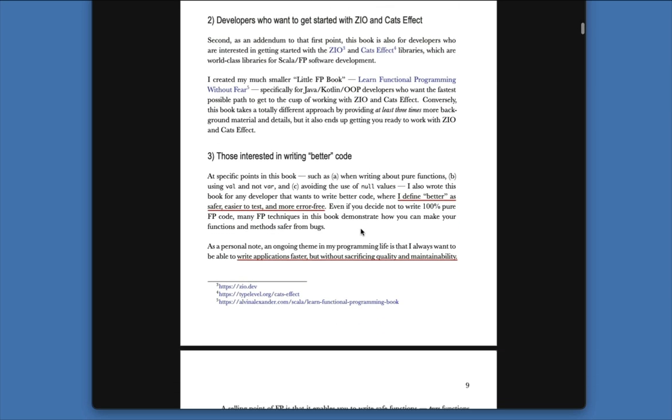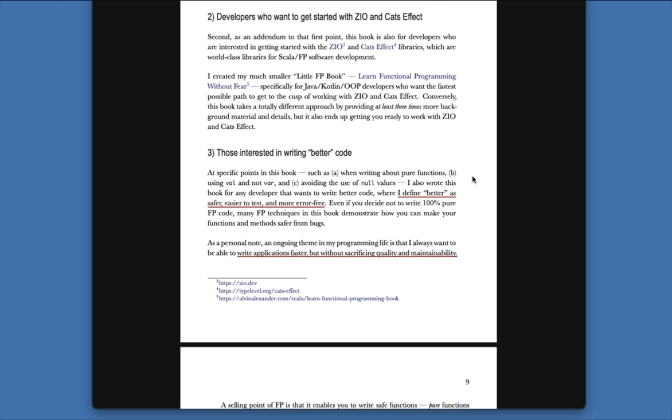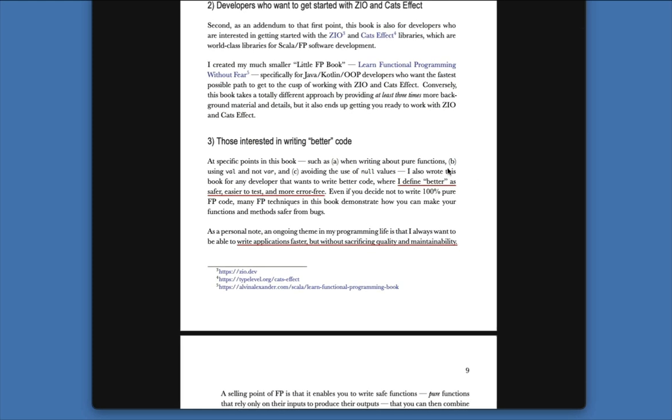Now, the next category, those interested in writing better code. I wasn't trying to create any sort of controversy when I said that. What I want to do is just focus on some best practices. So I talk about writing pure functions, which are a good thing. In Scala, I talk about using val fields instead of var. So even in OOP, you want to use val as much as possible and then use var only when you really, really have to. And in functional programming, we use val all the time. And the third note I make here is avoiding the use of null values. I think everyone agrees now that we want to do something to get around the use of null values. So those are some of the things I emphasize in this book.